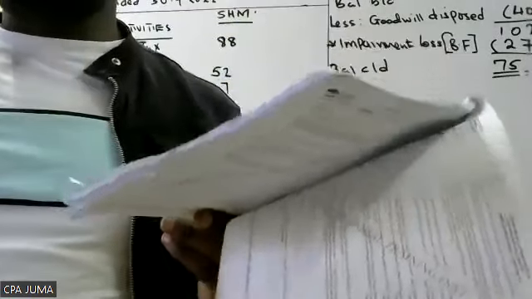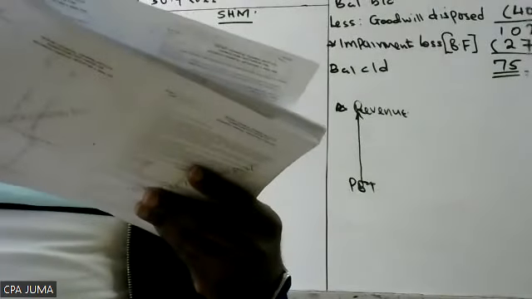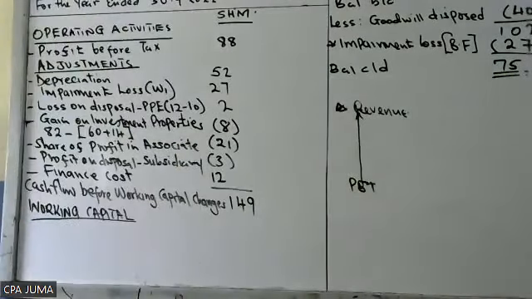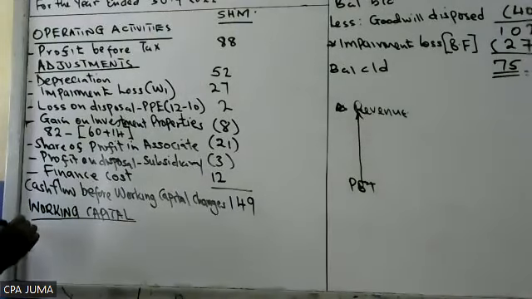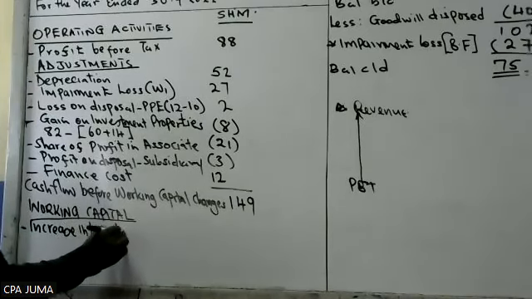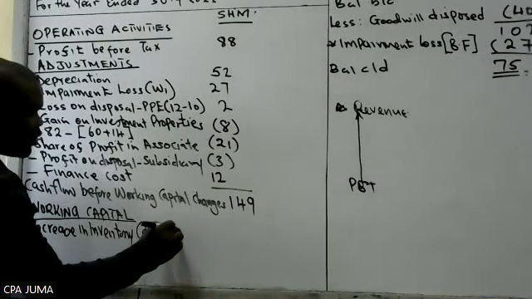Just compare directly. It was 201, it went to 256. See the increase. So increase in inventory is 256 minus 201.